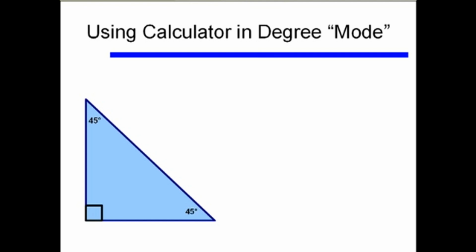And let's look at the 45, 45, 90 right triangle. This is one of the two triangles I've told you to memorize. If we look at the 45-45 triangle, we should remember that we can talk about this with legs length 1 and the hypotenuse length square root of 2.